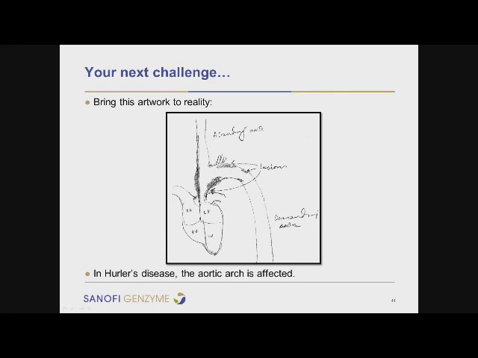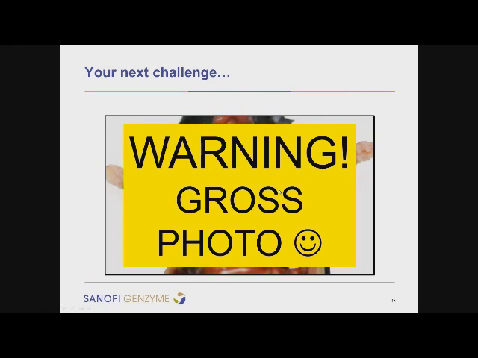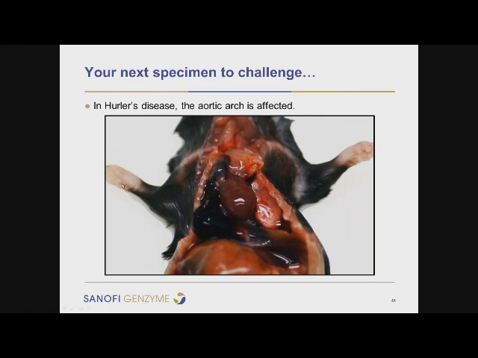And so Dinesh wanted to look at this aortic arch as well as where it came into the mouse's heart. So a little warning here, this is actually a gross photo, and it's kind of gross. So as I said, the aortic arch is affected. So here is the heart of the mouse, here's lung here, and here is the aortic arch.